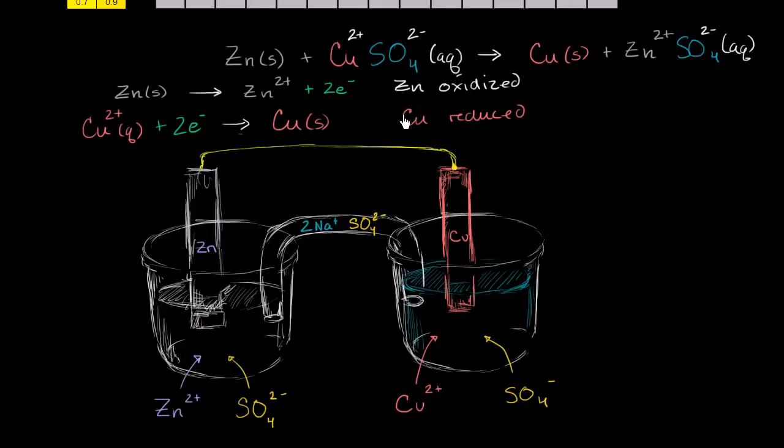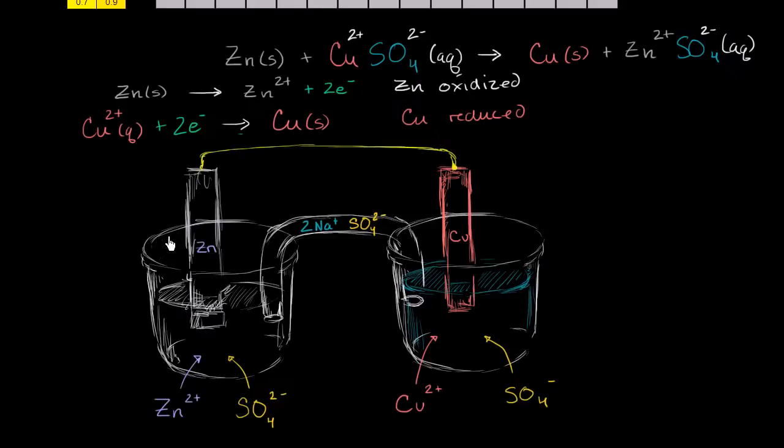But wouldn't it be interesting if we could somehow separate these 2 half reactions and make these electrons travel over a wire? Now, why would that be interesting? Well, electrons traveling over a wire, that's a current. And you can make current do useful things like power a motor or a light or whatever it might be. So essentially, if we can do that, we would have constructed something of a battery.